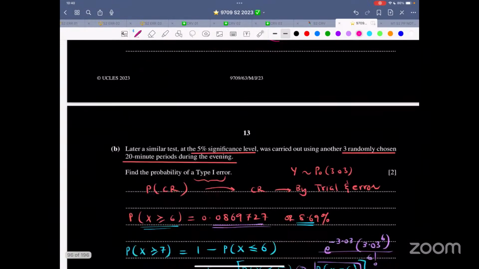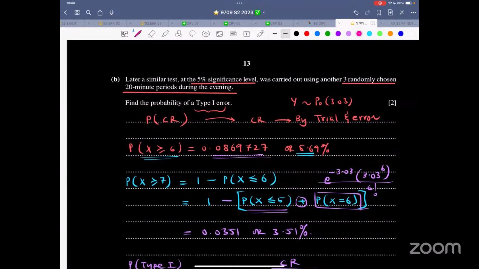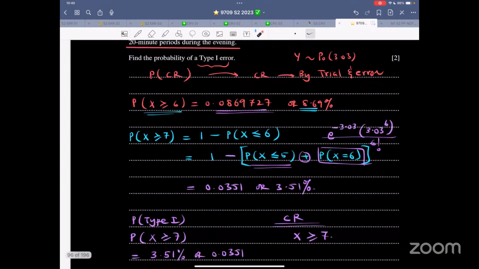Now the next one, later, a similar test at the 5% significance level was carried out using another 3 randomly chosen 20-minute period. Find the probability of type 1 error. So critical region. Now greater than or equal to 6. Now someone asked the same question, so I don't have to go back. This is basically for an upper tail test. Probability x is greater than or equal to 6.